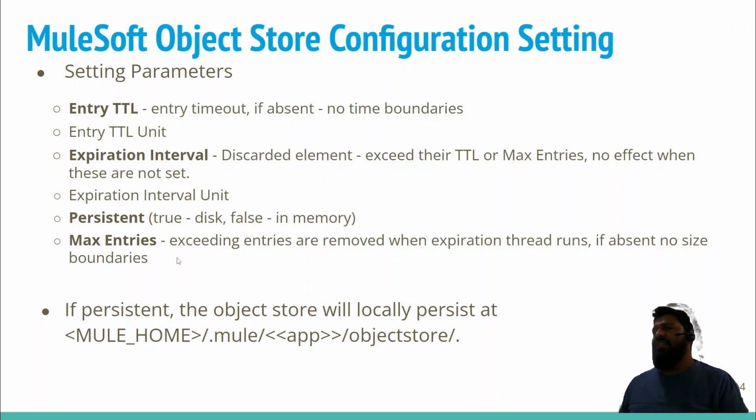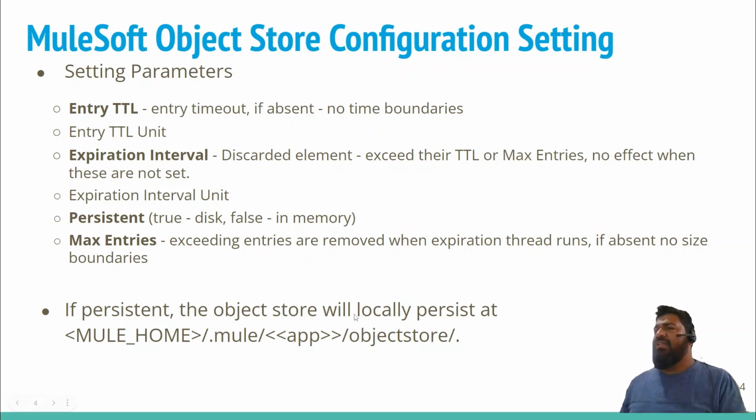And max entries, what is that? Max entries is the number of keys we are going to save, and it will remove the exceeding entries when the expiration thread is running. If absent, there is no size boundary. For example, if we don't define a max entry, then there will be no size boundary on the number of keys we can store. If entry TTL is not defined, there are no time boundaries. If max entry is not defined, there are no size boundaries. So these are basically the normal custom configuration.